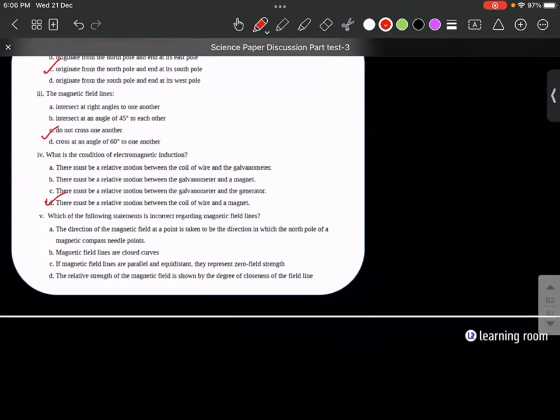And last one, which of the following statements is incorrect regarding the magnetic lines of force? The direction of magnetic field at a point is taken to be the direction in which the north pole of the magnetic compass needle points. That is right. Magnetic field lines are closed curves, right? If the magnetic field lines are parallel and equidistant, they represent zero field strength. This is wrong because they represent uniform field strength.